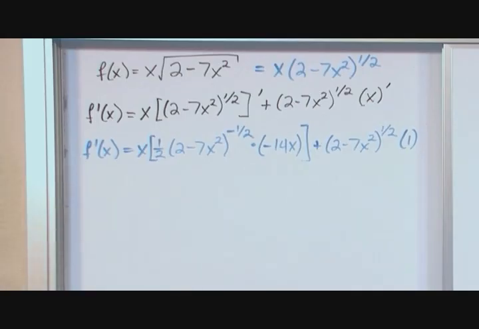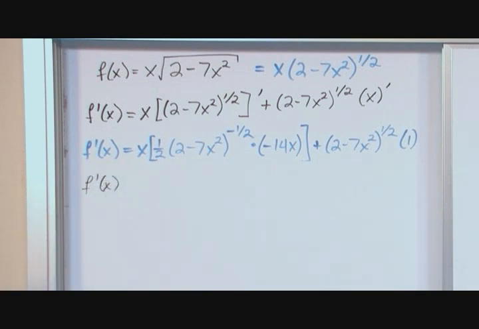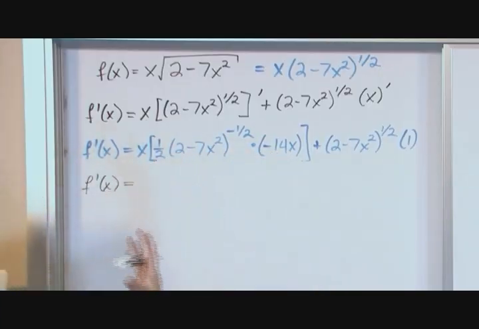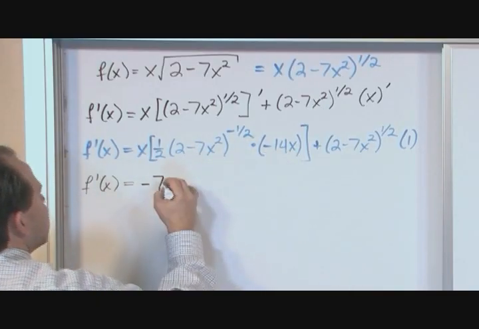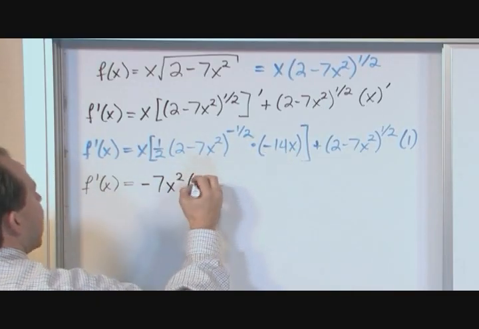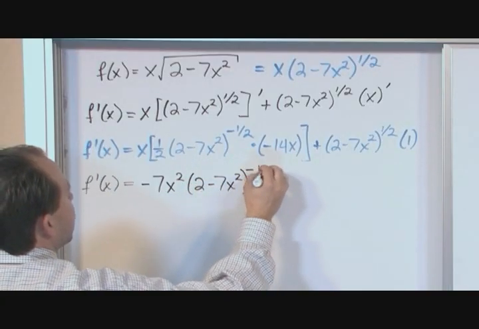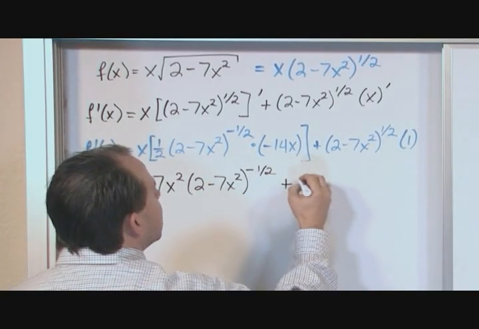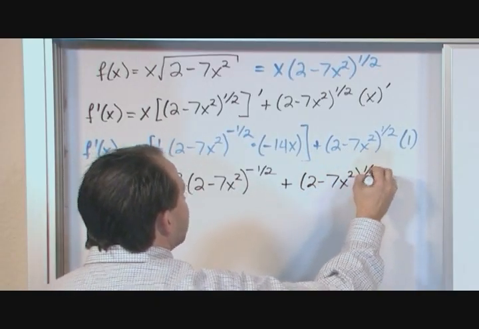Okay? All right. So what we need to do here is combine everything that we have here. So we'll have f prime of x is equal to 14 divided by 2 is 7. We have a negative here, so we'll have negative 7x times x gives me x squared. And then we have this guy, 2 minus 7x squared to the negative 1/2. Okay? And then over here we have 2 minus 7x squared to the positive 1/2.